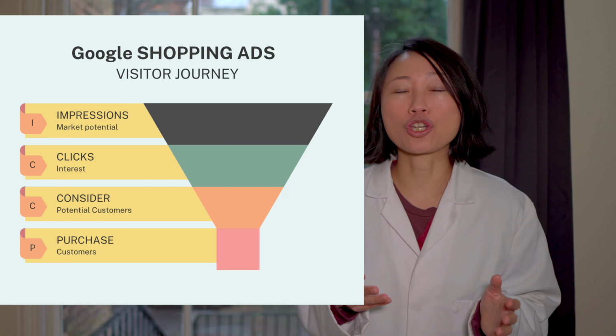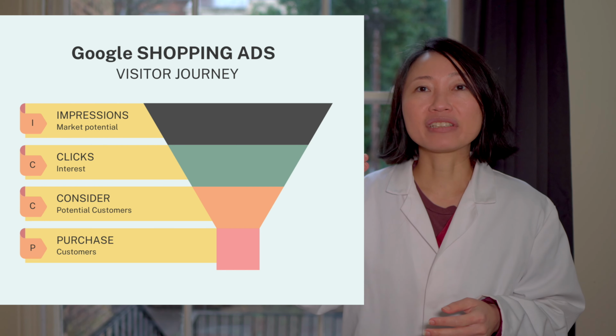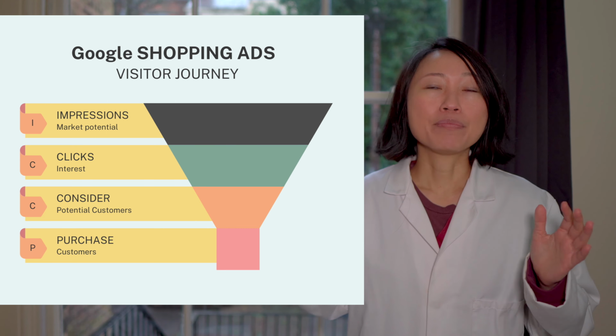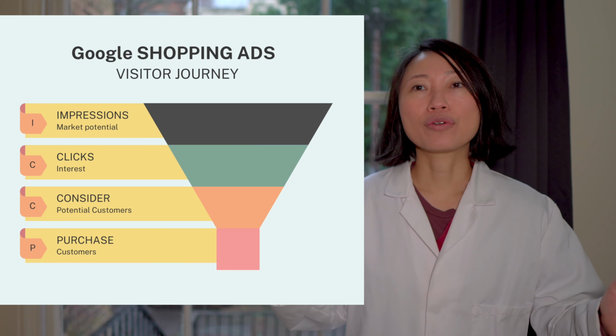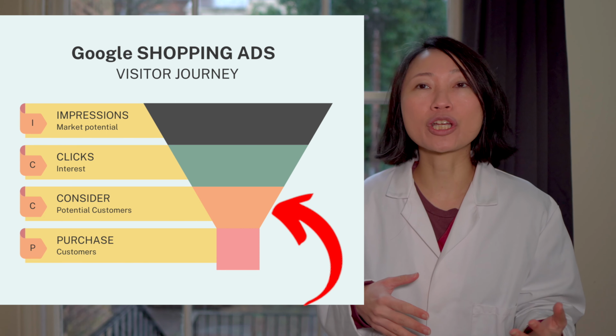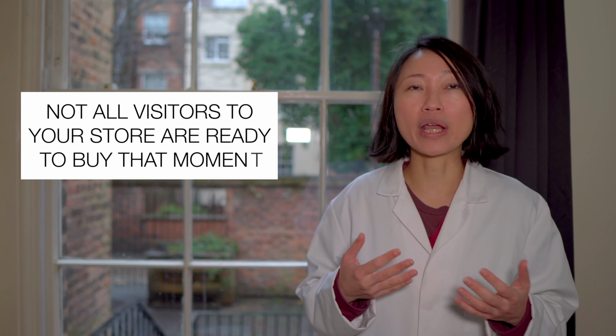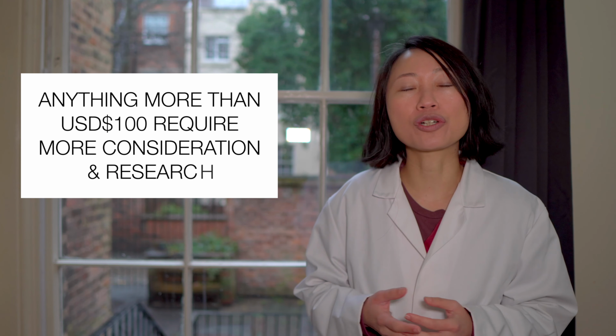Next, going back to this shopping journey. After the impressions, after getting the clicks, you are getting people to your store. Finally, you're getting people who are considering buying your products. People who come to your store are not necessarily waiting to buy straight away. Sometimes, depending on the price points of your product, if the products cost maybe more than $100 to $200, then they are more likely to do more research, so they feel that they are making the best decision. And when they're doing their research, they might not buy straight away.